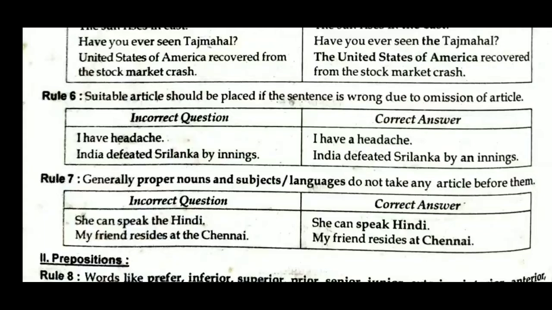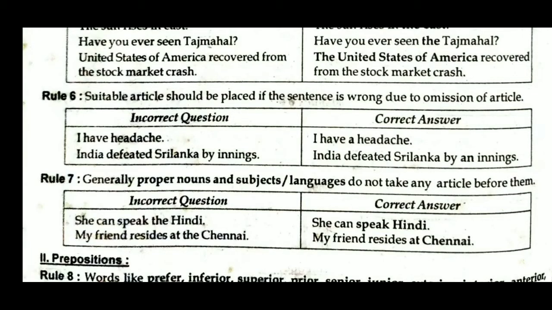An innings is right. Generally, rule 7, proper nouns and subjects, languages do not take any article before them. That's very important. She can speak the Hindi is incorrect. It's omission of articles. You should not write any articles here. She can speak Hindi is right. Before languages, subjects, proper nouns, you should not use any articles.